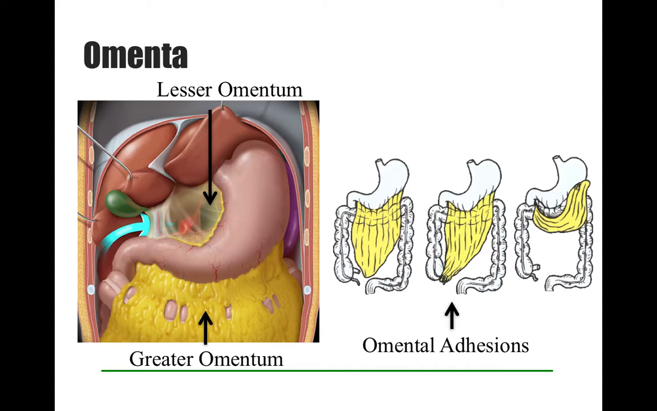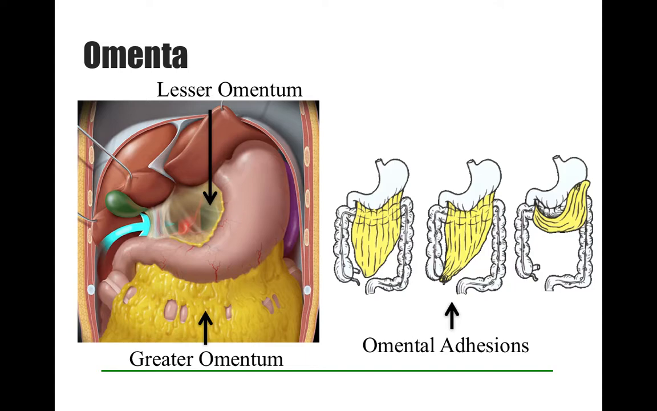Within the peritoneal cavity, we do have some omenta. We have the lesser omentum and the greater omentum. Within the lesser omentum, you have your hepatoduodenal ligament right here, which a portal triad will be traveling within. And then the greater omentum is going to be kind of like this flap coming off the greater curvature of the stomach right here, covering the intestines.